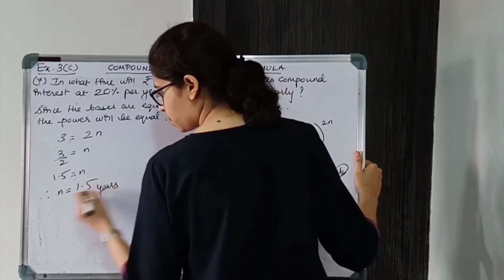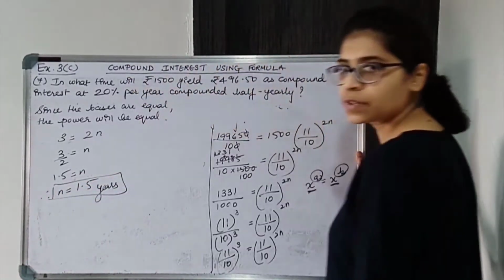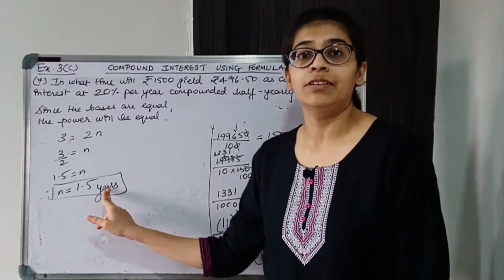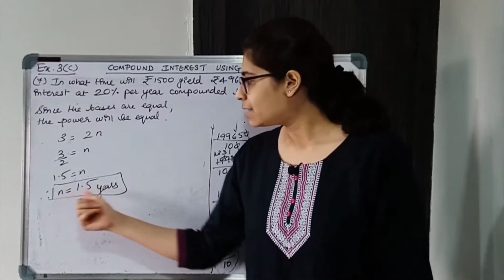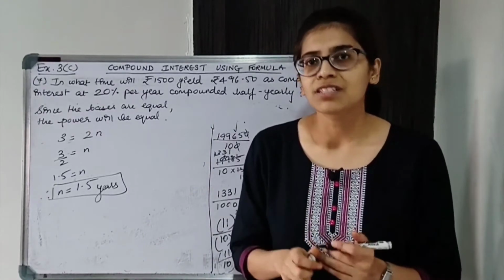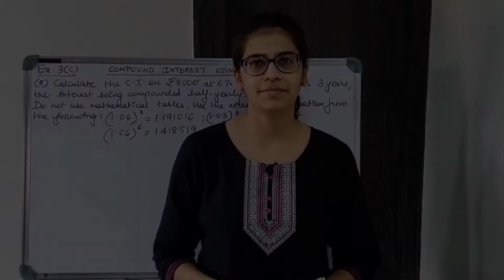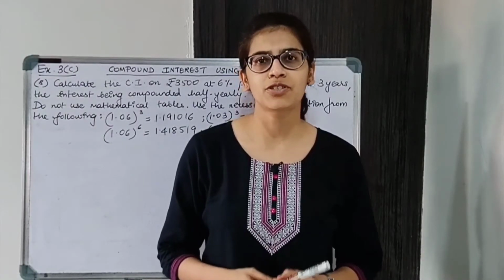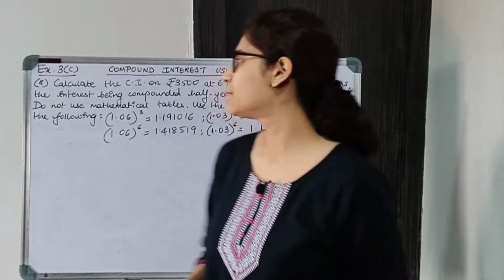Number of years. Okay, so don't forget to write years. All right, so n is 1.5 years. Write down the final statement. The time is 1.5 years. Coming to next question, question number 8.